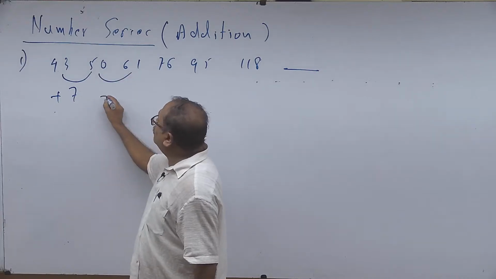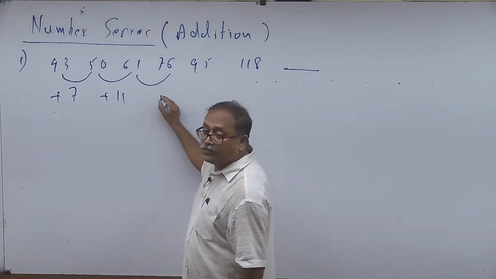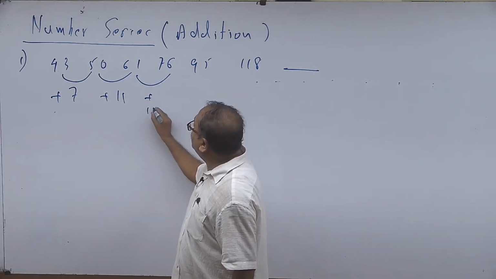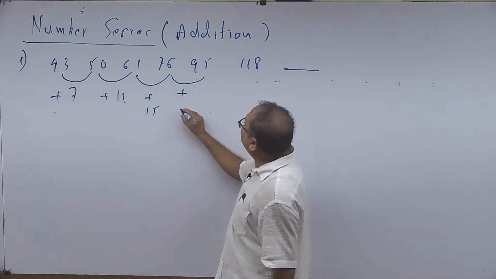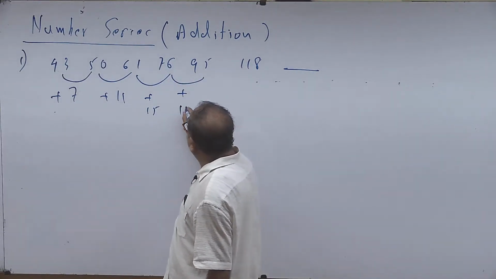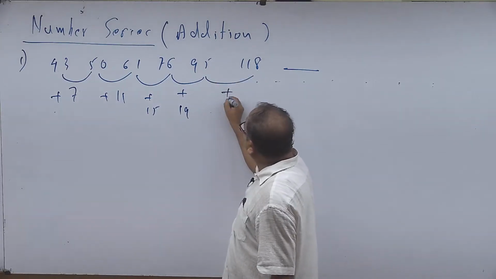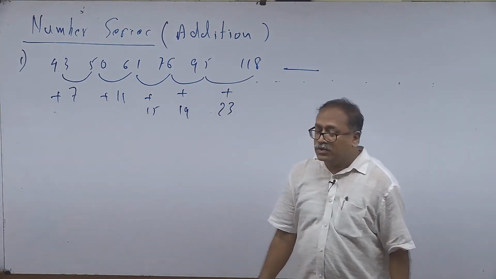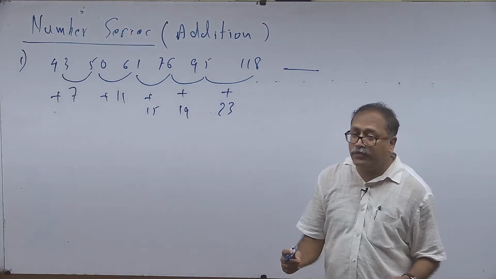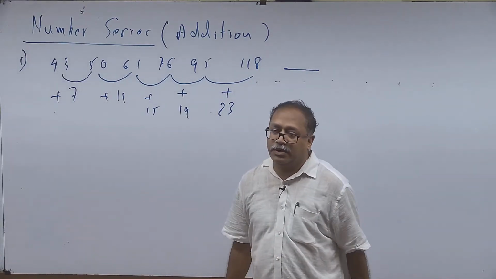From here to here, how much? It's +11. And from here to here, how much is added? +15 is added. And from here, I notice that this is 19. Is it 19, sir? Yes, this is 19. And here to here, that is 32 is +23. So what are these numbers? Identify the logic and provide the next number.